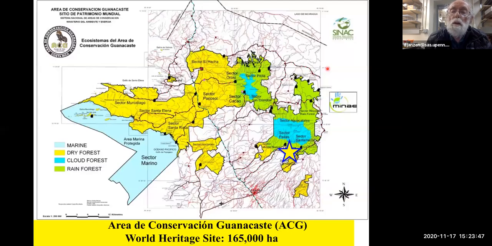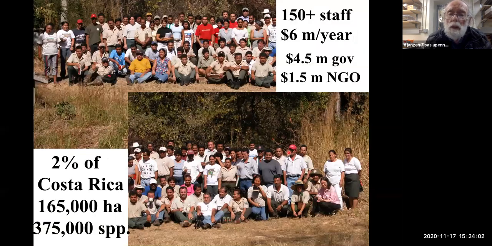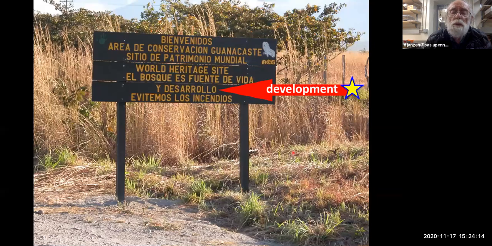So here's what that looks like in a formal map, all right? Dry forest here, rainforest in green, cloud forest on the tops of the volcanoes, and right on the edge, right here, is where the geothermal site is, where we're going. This is the crew of people who run that 2% of the country. You've seen parts of them already before as parataxonomists. And development on the front door. You've also seen that one as well.